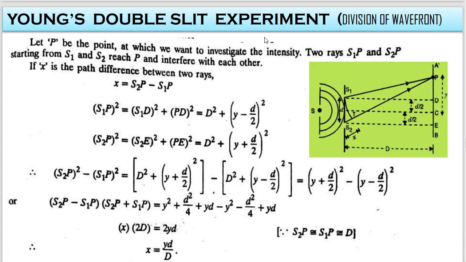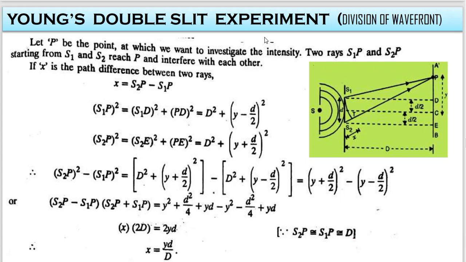Now in this video we shall discuss Young's double slit experiment. Normally we have two approaches for interference patterns. The first is division of wavefront and the other is division of amplitude. Division of wavefront means the wavefront is divided, and division of amplitude means the amplitude is divided. In division of wavefront cases we use Young's double slit experiment, Lloyd's mirror, Fresnel biprism, etc. All these are different approaches for division of wavefront.